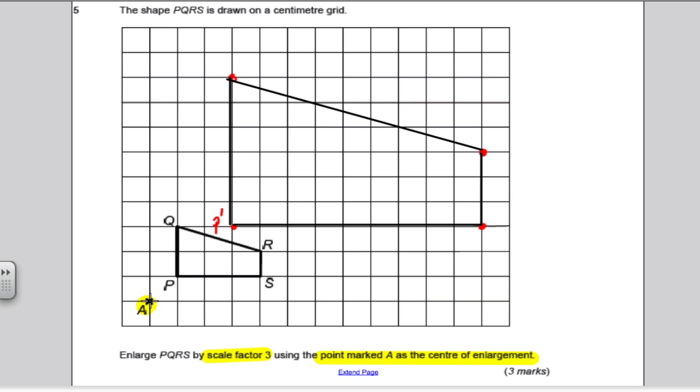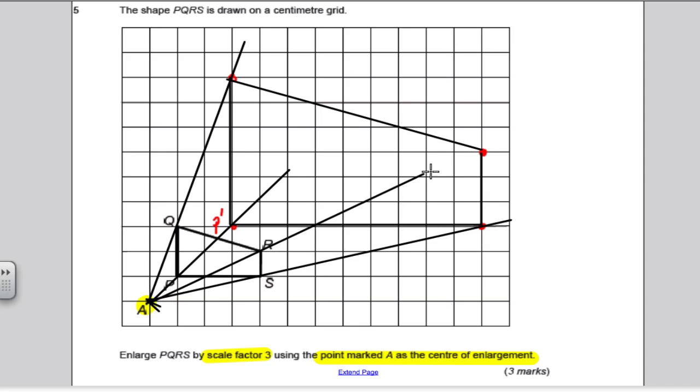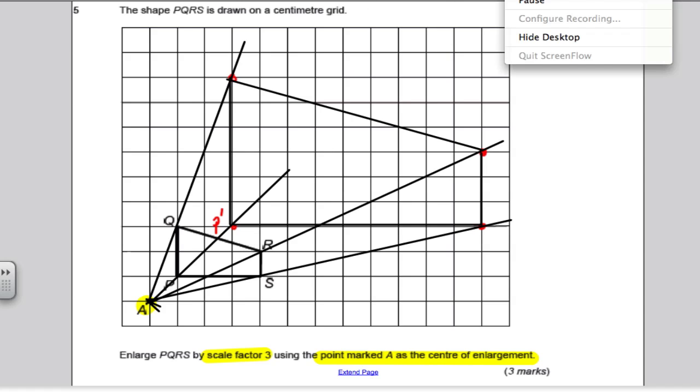Some people draw ray lines from the point A to the other point just to help guide them. It's not required really, it's not always needed, but sometimes these just help to point you in the right direction here. Going through each corner, it looks like our shape is in the right place. So there we go. Question 5 is done for us, nice and easy.